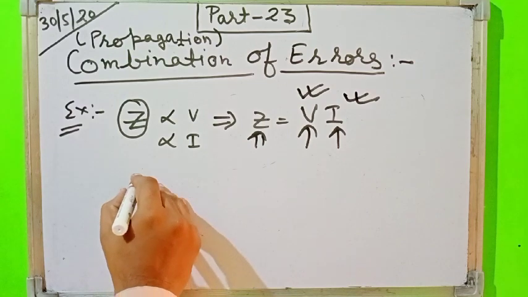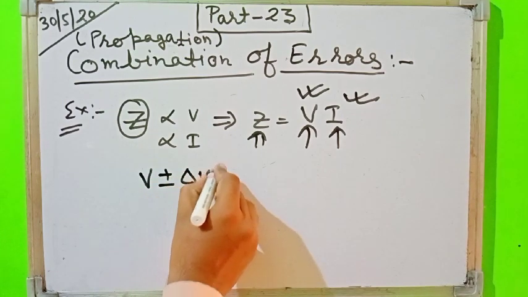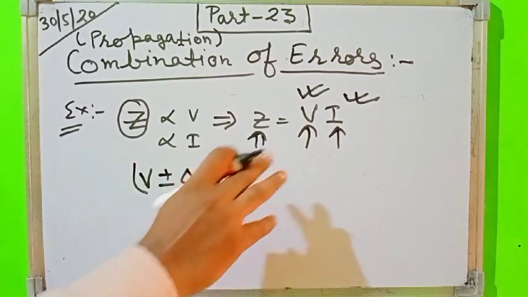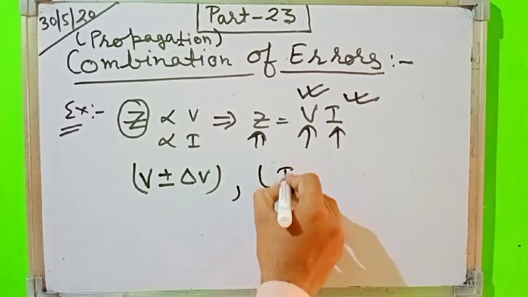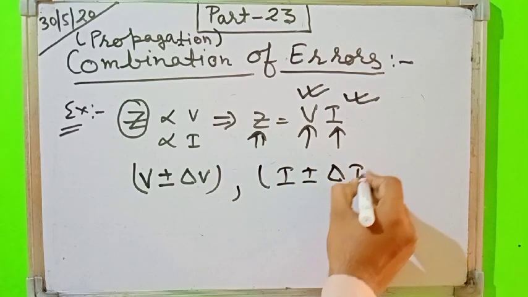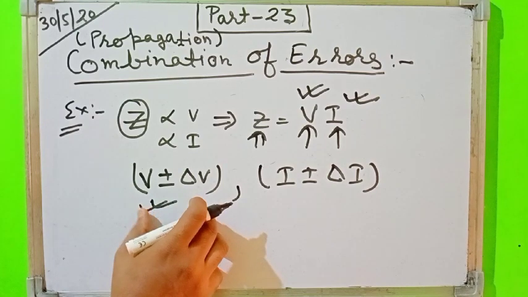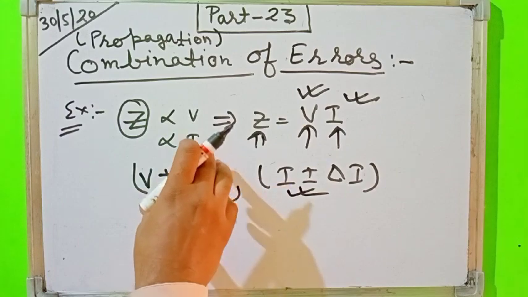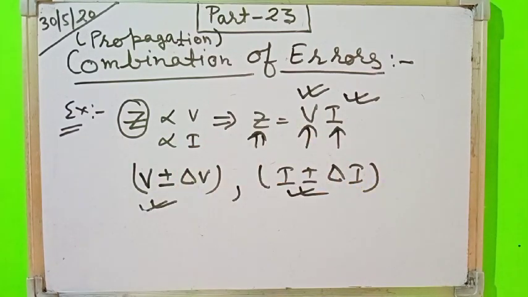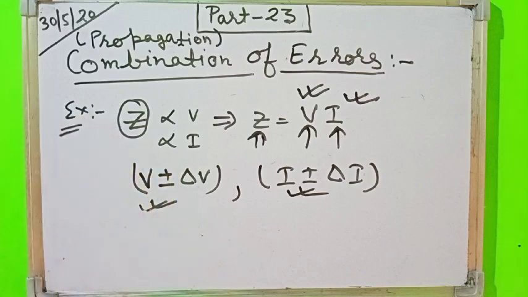Now what are the possible errors? Suppose in the measurement of v we got the error plus minus delta v, which is the absolute error in v, and we expressed the term v with its error. Similarly we got the error in I, that is plus minus delta I. Whatever values we calculated through the experiment, we wrote in the form of error. Now this is the individual measurement, the measured value for v and for I. How are the errors, delta v and delta I, going to be propagated in our result z?